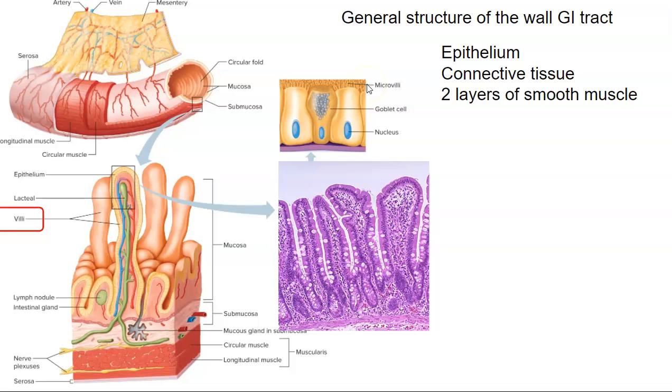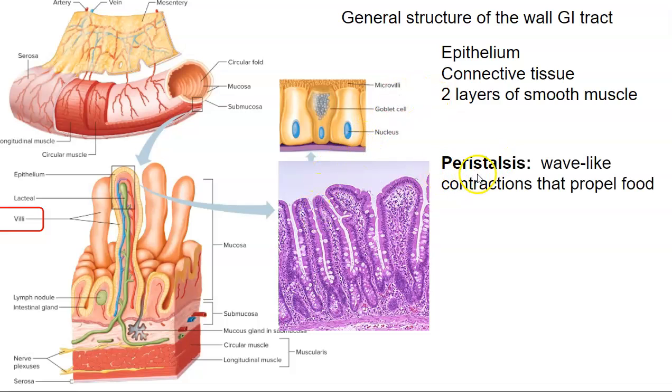It's extremely important to know that this is just the general structure of the wall. The stomach looks different than the small intestine, which looks different than the large intestine, which looks different than the anus. So it looks different everywhere, but it sort of has this general structure: epithelium, connective tissue, and then a couple layers of muscle. And like I mentioned before, peristalsis, that's a wave-like contraction that propels food. You probably heard this before, but you can even drink or eat food while standing on your head. So it's not gravity that moves food down into your stomach, it's peristalsis.